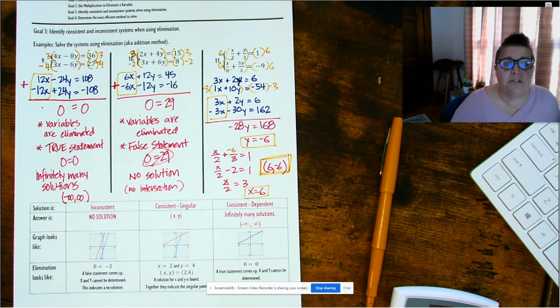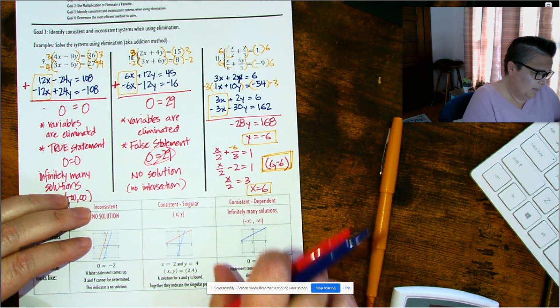The second solution is what happens using elimination when you get no solution. You get a false statement such as 0 is equal to 29. The variables are all eliminated when you go through the elimination process. This is what a no solution looks like. This is an inconsistent system. The answer is no solution. The lines themselves, when drawn, would be parallel. For problem number 11, we have a consistent system because we got a singular solution. This tells me that when I graph the lines, they will intersect.